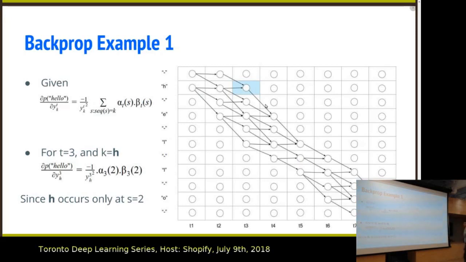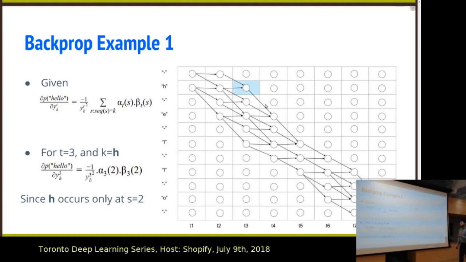Let's look at an example. So here again, we have time step 3 and token h. We have this equation. And so for time step 3, if the token that we want to calculate the derivative with respect to is h, then it's just minus 1 over y3 sub h squared, alpha 3 of 2, beta sub 3 of 2. Basically, we take the corresponding alpha and beta of this node and then divide it by the network's output probability of this particular node and square that.